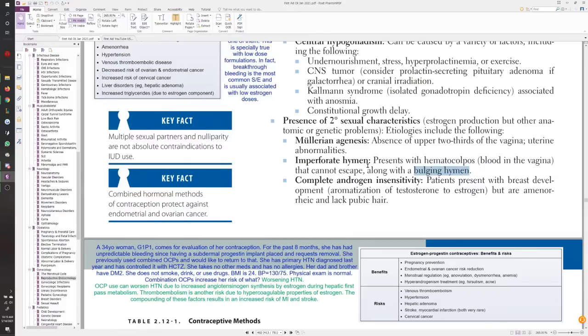Imperfect hymen is an extremely easy question. The key giveaway for an imperfect hymen is always going to be that they're telling you there's a bulge on the hymen from inside. So then, of course, that means there must be something pulling up on the other side of the hymen.